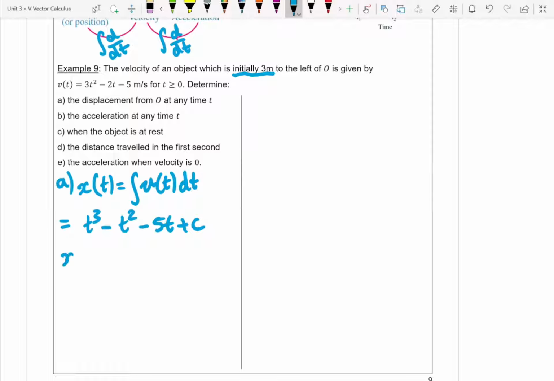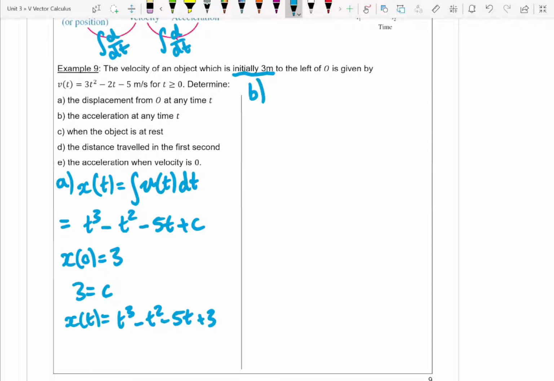So we know that x of 0 is equal to 3. So we substitute that into our new formula, and we find that 3 is equal to 0 cubed minus 0 squared minus 5 times 0. So we just get that c is equal to 3. So therefore we know x of t is equal to t cubed minus t squared minus 5t plus 3.